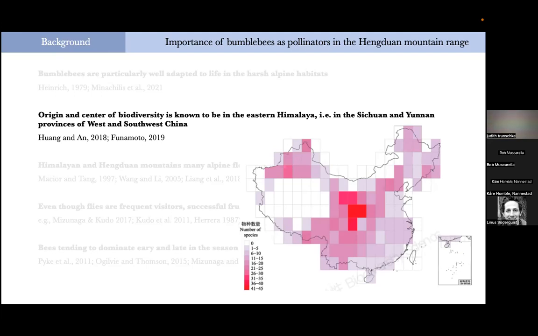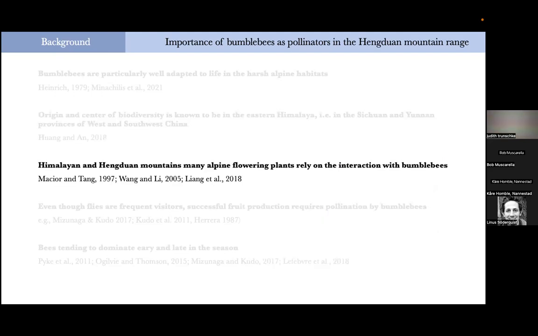And just on our mountain, Paul Williams described 21 species earlier found on this one single mountain, which have to find their niches and co-occur within a narrow regional range. And then the Himalaya and Hengduan Mountains are also diverse in flowering plants that rely on the interaction with bumblebees. So we probably have all known about Pedicularis and primroses and many other plant families that strongly rely on and can only be pollinated by bumblebees.